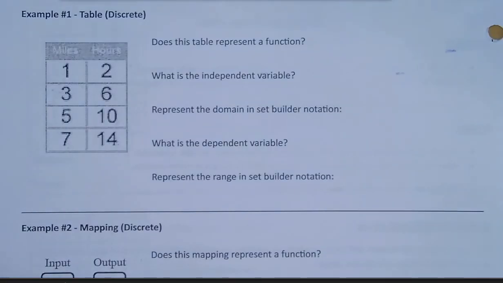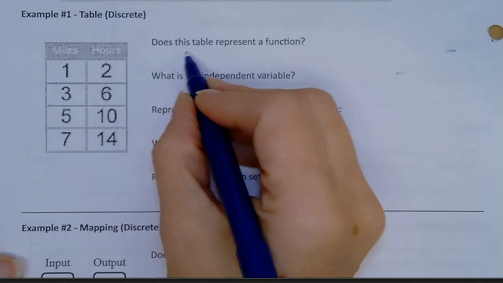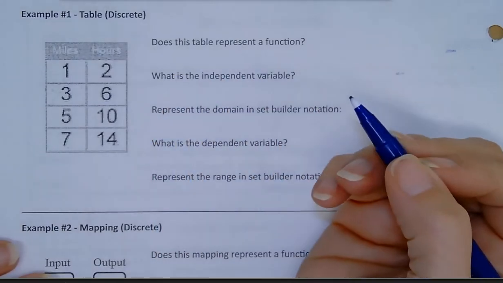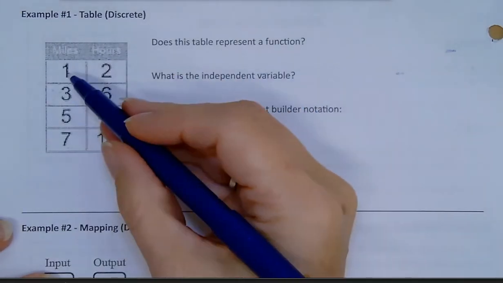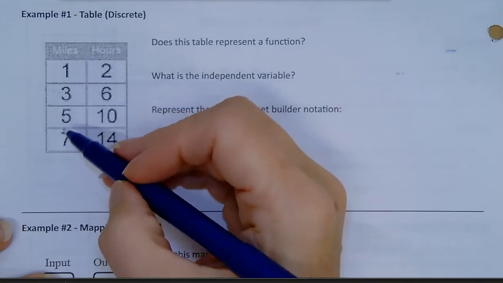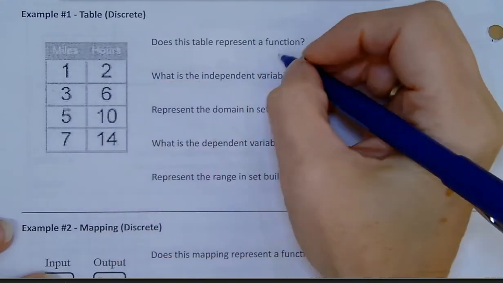All right, here's a table of information. I have specific points. So this is going to be discrete points if I wanted to plot it out on a graph. I want to say, does this table represent a function? I'm just thinking about what I remember from last lesson. I look at the x values, and as long as there are no repeats, it's a function.